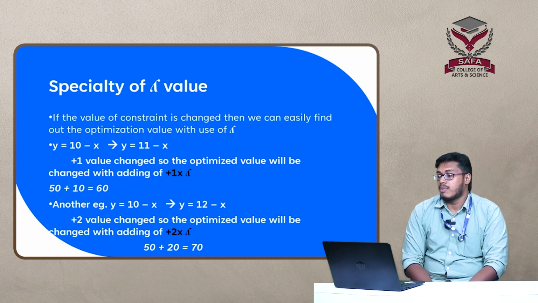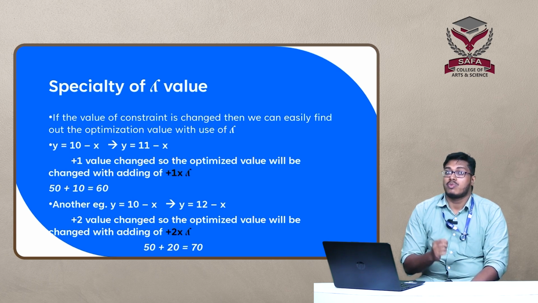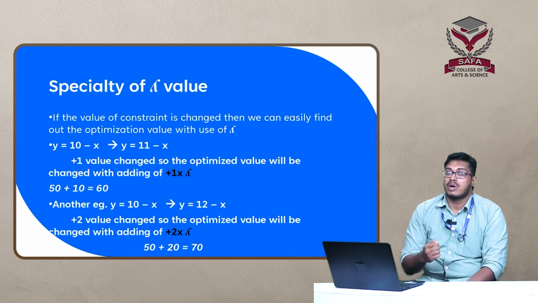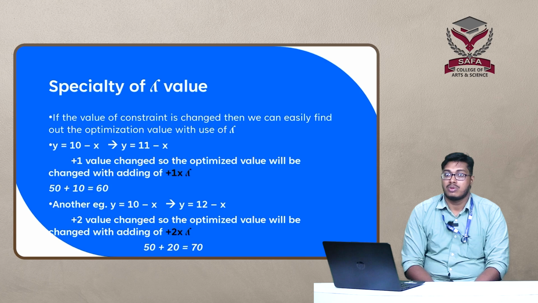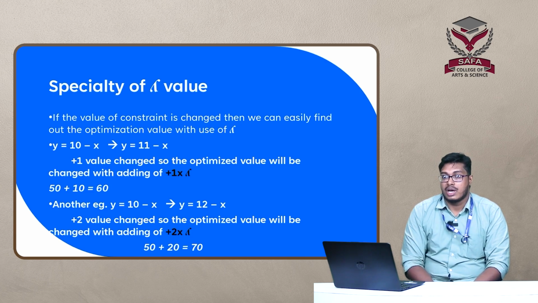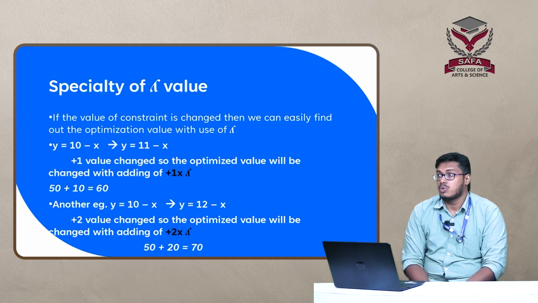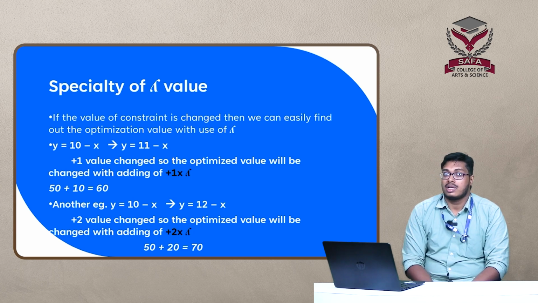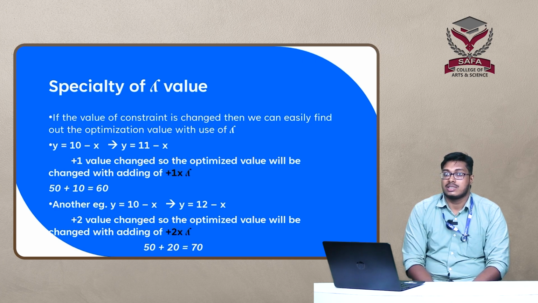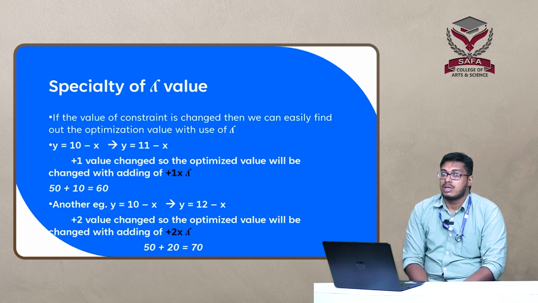Y is equal to 11 minus x. Plus 1 value is changed. So we want to find the optimized value by the use of lambda. Plus 1 into the lambda value. Plus 1 into lambda value 10 is 10. Then 10 plus 50, 50 plus 10 is equal to 60. The 60 is the optimized value.